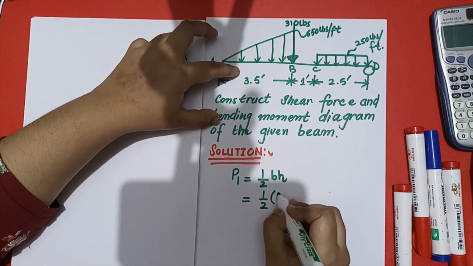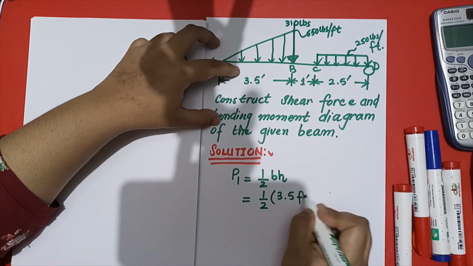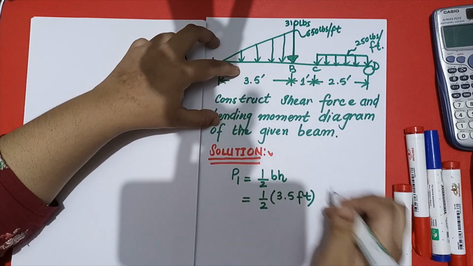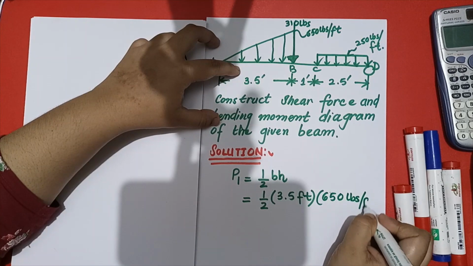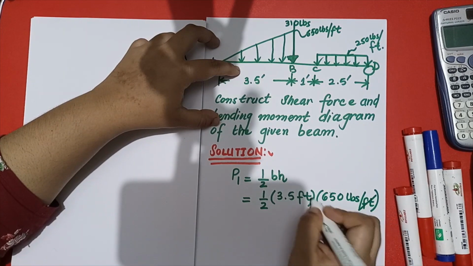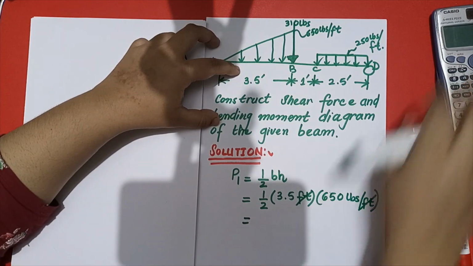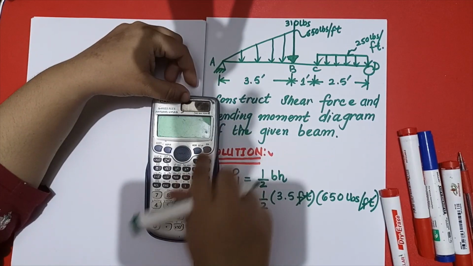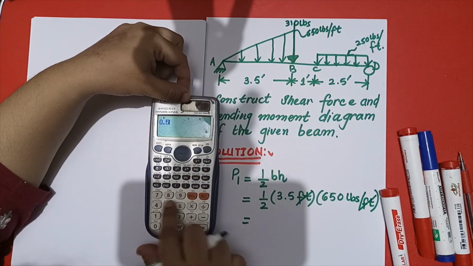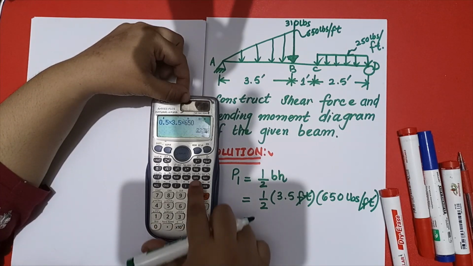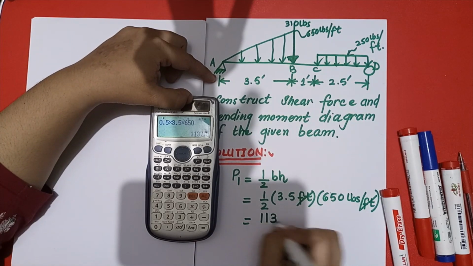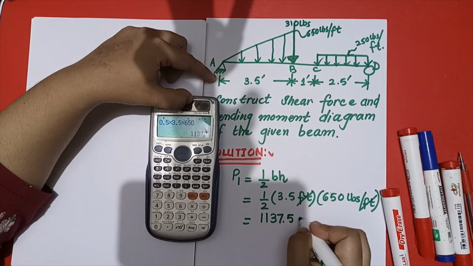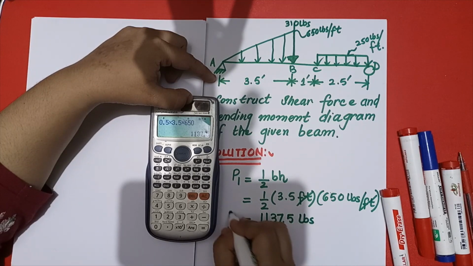So I am going to write it down: 1/2, the breadth is 3.5 feet, and the height is 650 pounds per foot. Now we cancel out the foot and calculate it. The answer is 0.5 into 3.5 into 650, which comes out to be 1137.5 pounds. So this is P1.